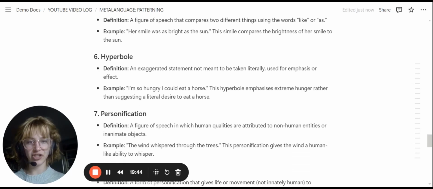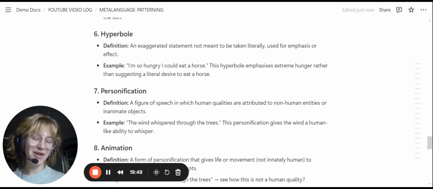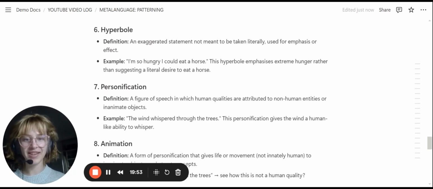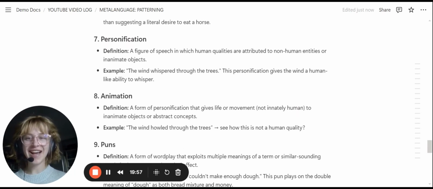Hyperbole, an exaggeration. So I'm so hungry I could eat. Hang on, if I make that joke, it'll be out of date very soon. But if you're watching in 2025, you probably know what I'm alluding to there.